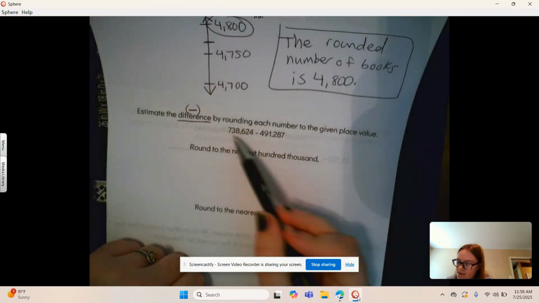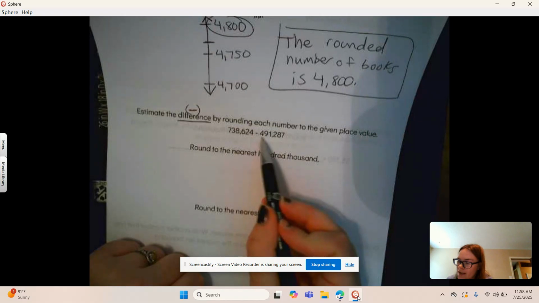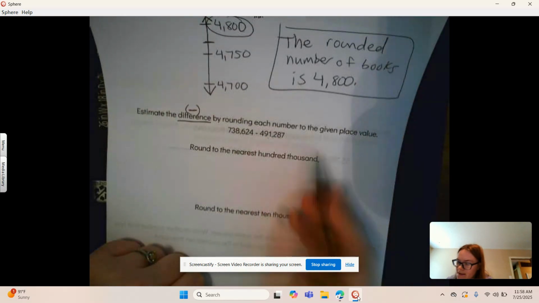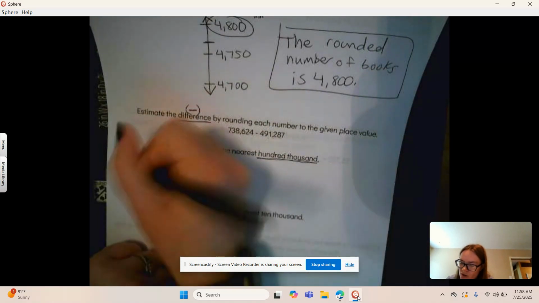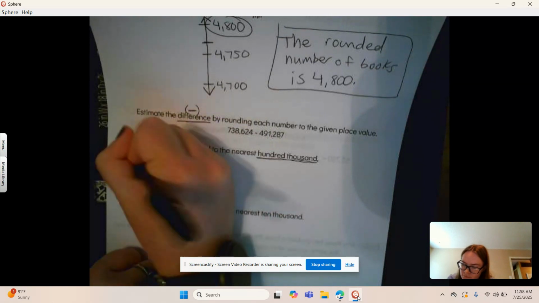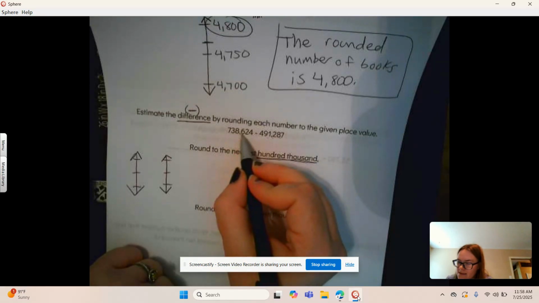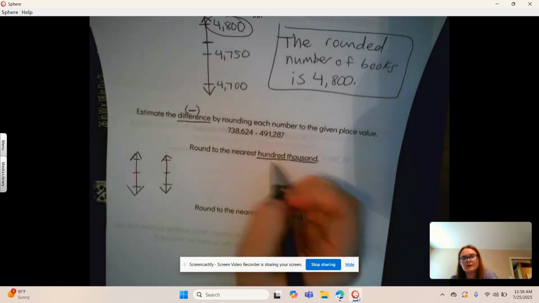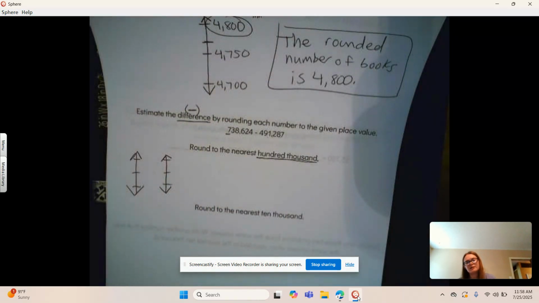Okay, so we have 738,624 and 491,287. This time we're going to round to the nearest 100,000. So let's draw our two number lines. Our first number is 738,624. We're rounding to the nearest 100,000. So let's go ahead and underline that place value. It's the 7. Is there anything to the left of that number? Nope, so we're just going to be looking at that 7, okay?